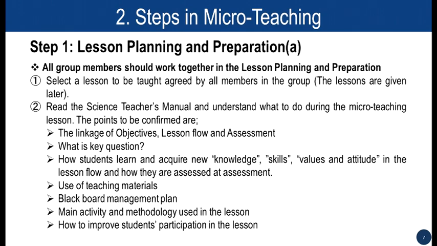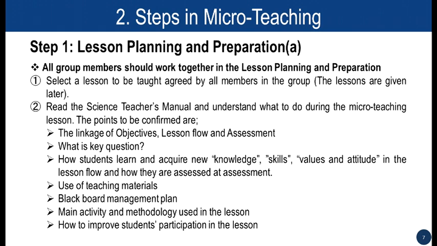Step 1, lesson planning and preparation. All group members should work together in lesson planning and preparation. Number 1, select a lesson to be taught agreed by all members in the group. The lessons are given later. 2. Read the science teacher's manual and understand what to do during the micro-teaching lesson.